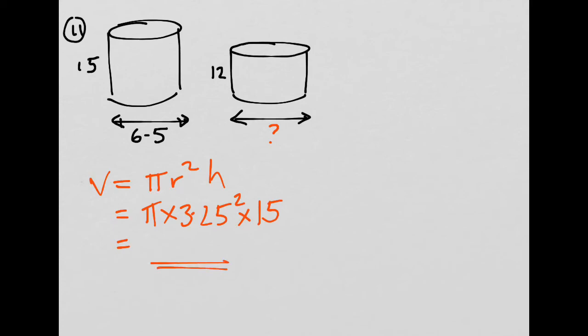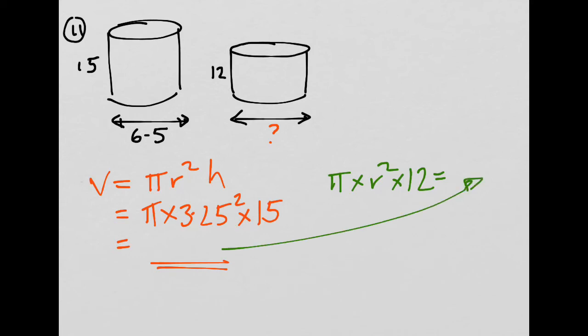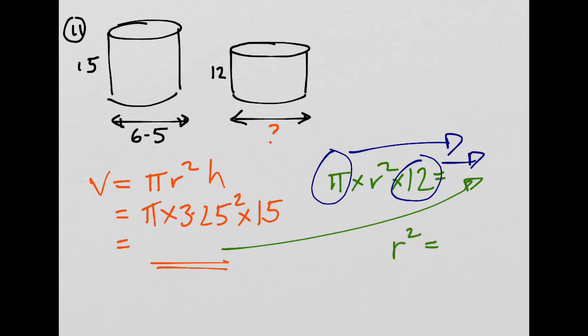Now we know that the volume of the second cylinder is exactly the same. So we therefore know that pi times r squared times the height of the second one, which is 12, must be the same as that answer that you've just found. Now if I take pi over to this side and take 12 over to this side, I'm going to be left with r squared equals a number, which then allows me to work out what r is. Once I know what r is, I can then find what the diameter is.